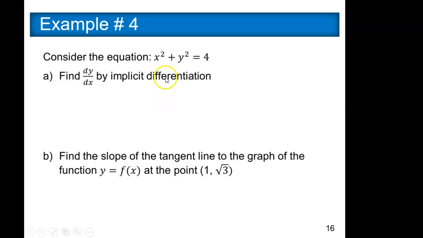Okay, so here's one. We want to work with this equation. This is actually the equation of a circle centered at the origin with a radius of 2. So we want to find dy dx by implicit differentiation, and then find the slope of the tangent line, and then find the actual equation of the tangent line.